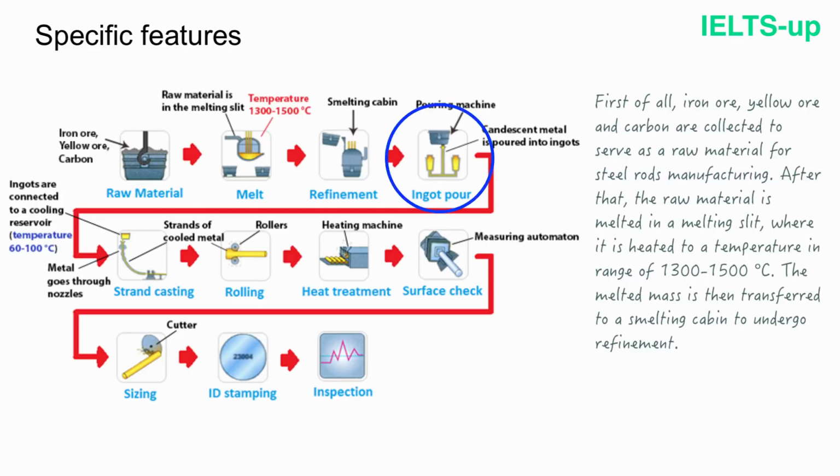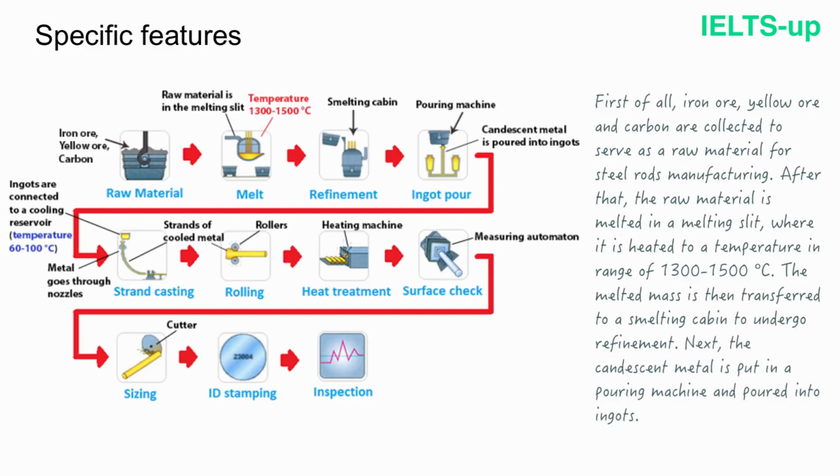Then comes the fourth stage. It's called ingot pour. The picture shows a pouring machine that pours some material into containers, and a short explanation says, "Condensed metal is poured into ingots." Using this information, I wrote such sentence. Next, the condensed metal is put in a pouring machine and poured into ingots.